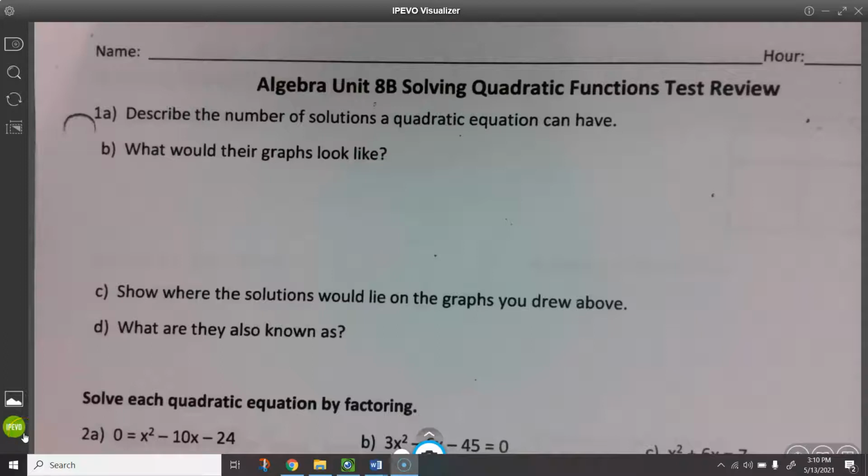We have now covered all the material that we're going to this year in Algebra 1. We are on the review. The first thing we're going to do is today's review is just about Unit 8 and quadratics. So we're going to look at solving quadratics and graphing quadratics.